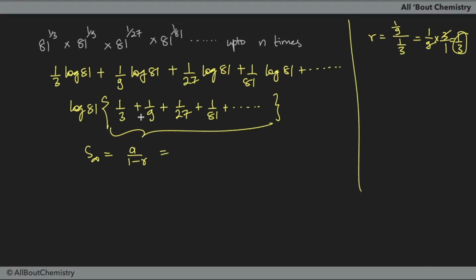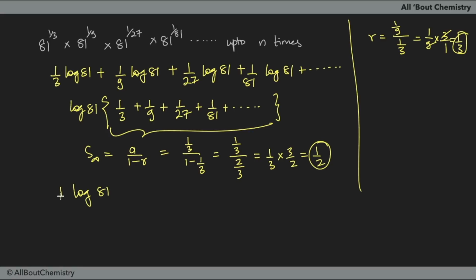So let me find out the sum of this whole thing. A is 1 by 3 divided by 1 minus 1 by 3. When you solve this, it will become 1 by 3 divided by 2 by 3, or 1 by 3 into 3 by 2, or 1 by 2. So the infinite sum series has the value of 1 by 2. So it will become log 81, and 1 by 2 is in the multiplication. You can write it forward, or you can write it as log 81 to the power 1 by 2.